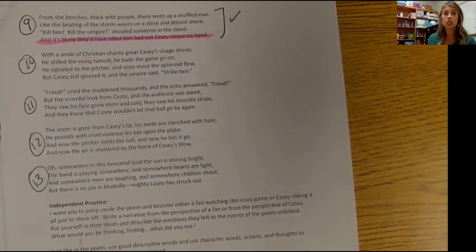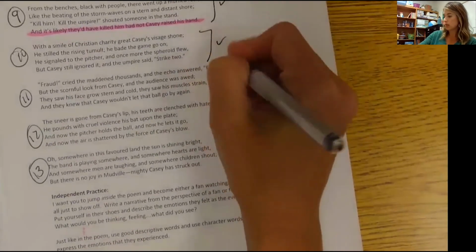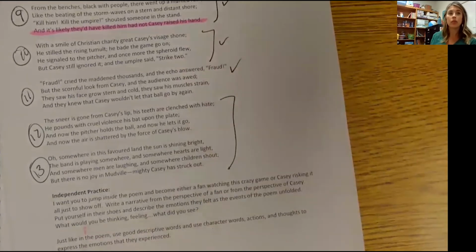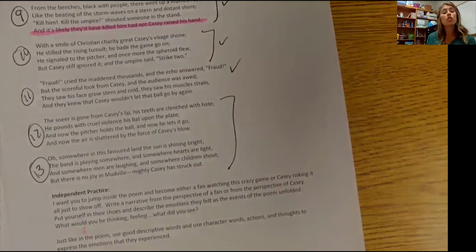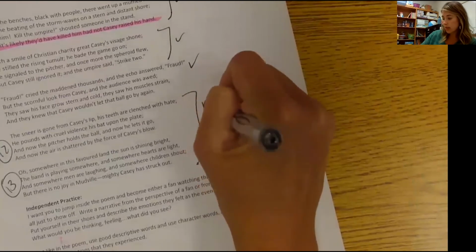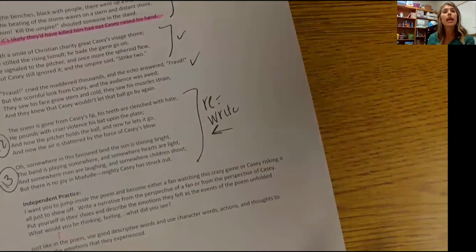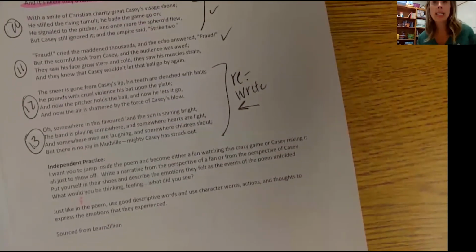Let's pay close attention to the last two stanzas. These two. These are the ones that you will rewrite. You will rewrite these two stanzas, the last two, in order to create an alternative ending. In this next stanza, focus on the rhyme scheme. Ooh, that's a tough one.